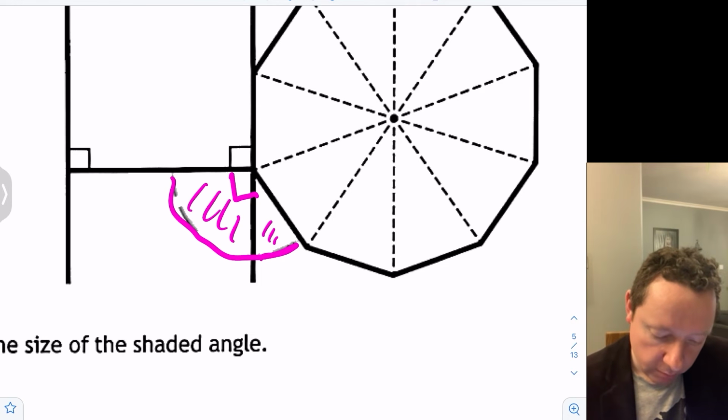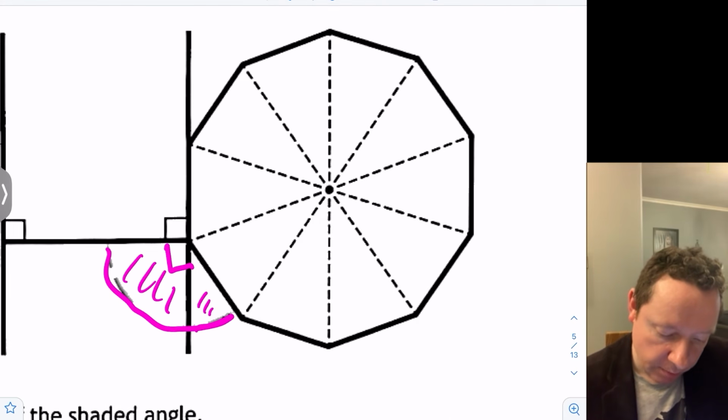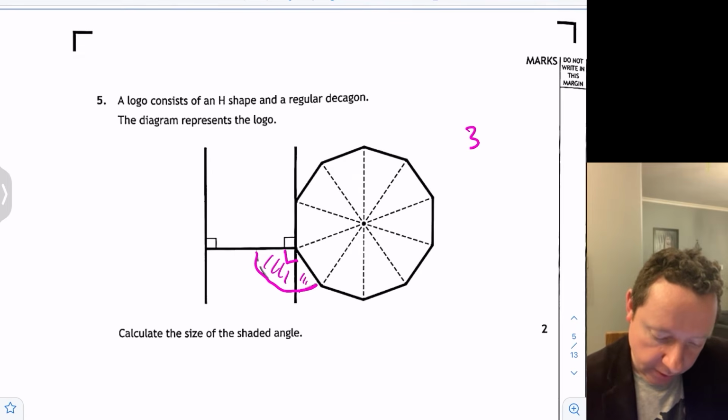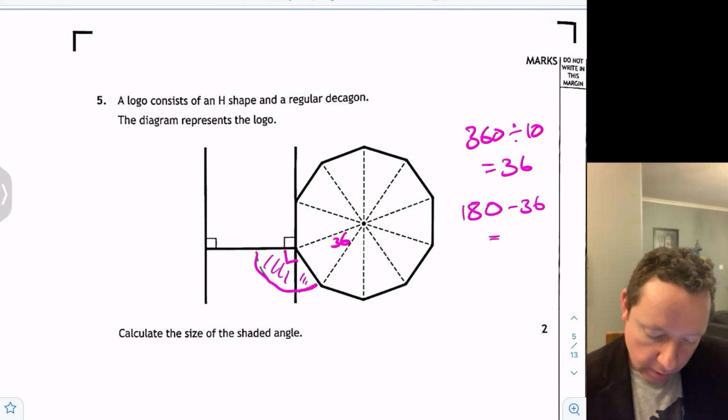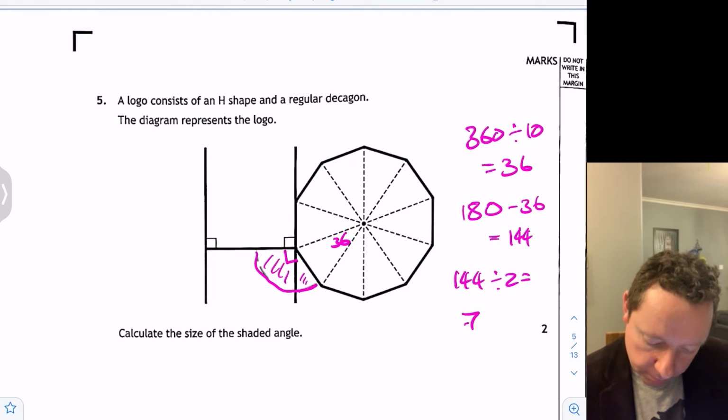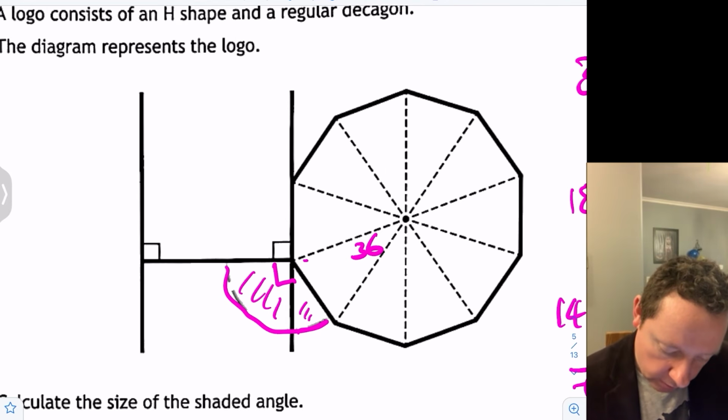So, let's start dealing with this decagon. We need to know these angles really. So a decagon is a 10-sided shape. So in the middle, if I do 360 divided by 10, I get 36 degrees. So I now know that this bit in here is 36. And these are isosceles triangles, so I can work out each of these angles here by doing 180 minus 36. That's 144. 144 divided by 2 then is 72. So each of these angles on the outside is 72.